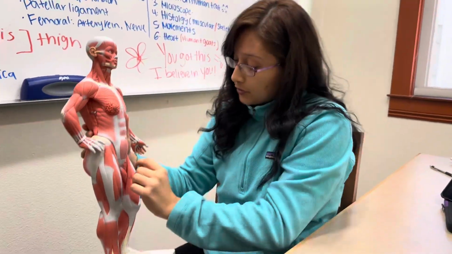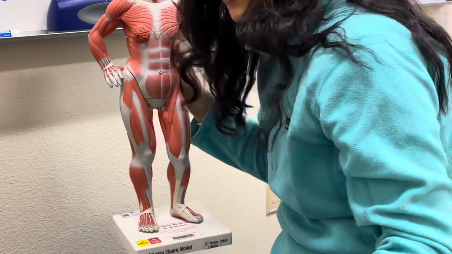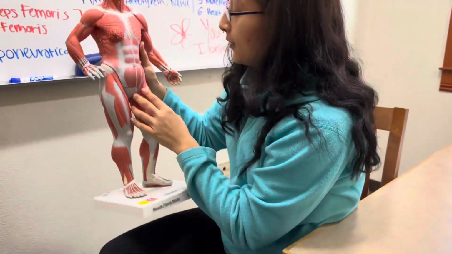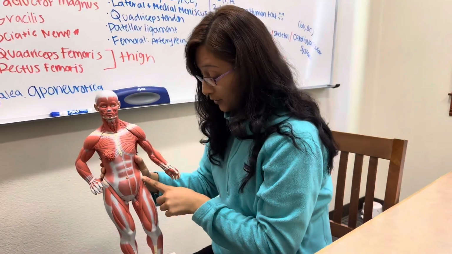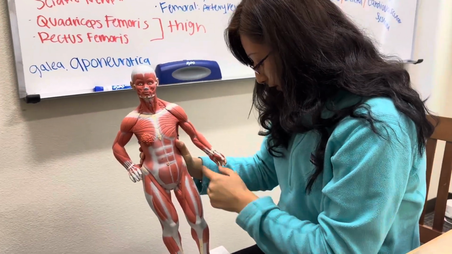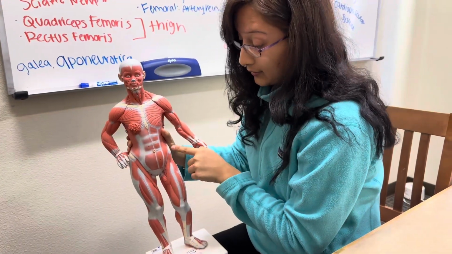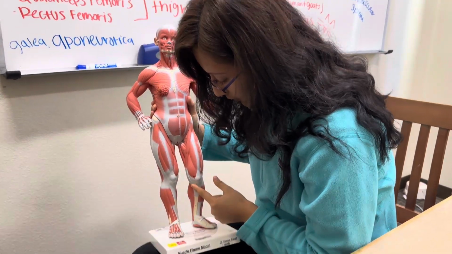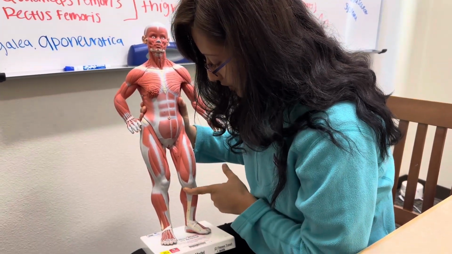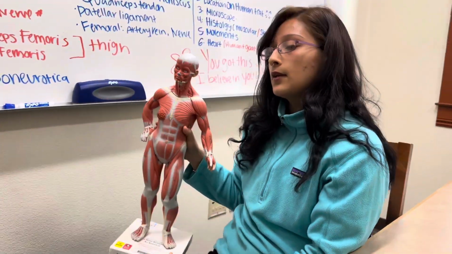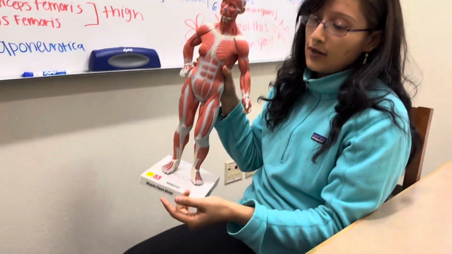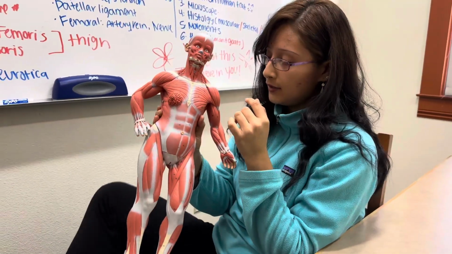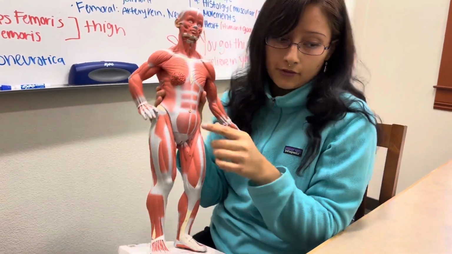Then we have the sartorius. The sartorius muscle basically allows you to do this, cross your legs. The sartorius muscle originates from the anterior superior iliac spine of the ilium, and it goes all the way down and inserts to the tibia, and allows you to flex the hip, flex the knee, and move the hip laterally.